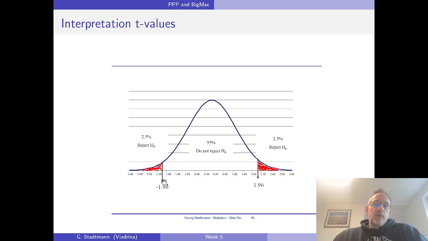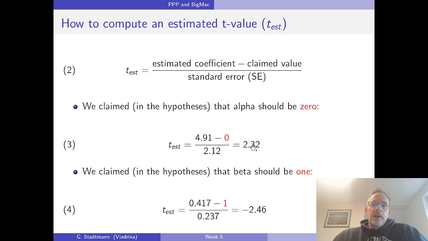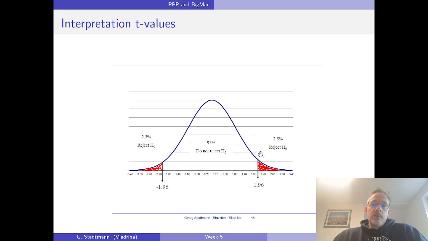What do we have to do with this value, 2.32? This graph helps a lot. We have to find the value of 2.32 on the horizontal axis. It's located here. And therefore, this border of 2 is crossed, and the conclusion has to be that we have to reject the null hypothesis.